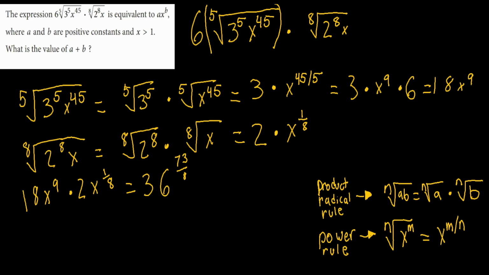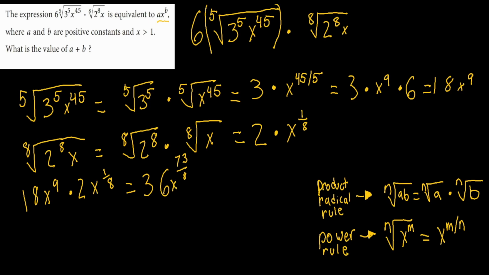And so now let's remember back to what the problem is asking. The problem wants ax to the power of b. So what do we have here? We have 36x. Sorry, I forgot to throw that in there. That part remains unchanged. We have 36x to the power of 73 over 8.